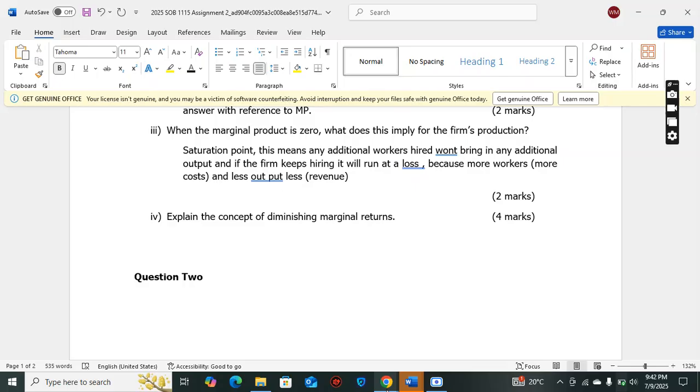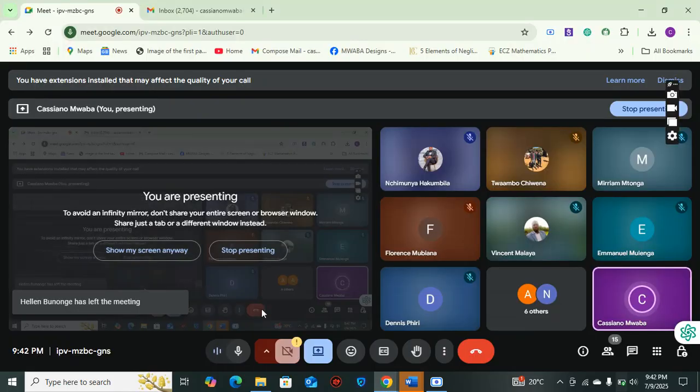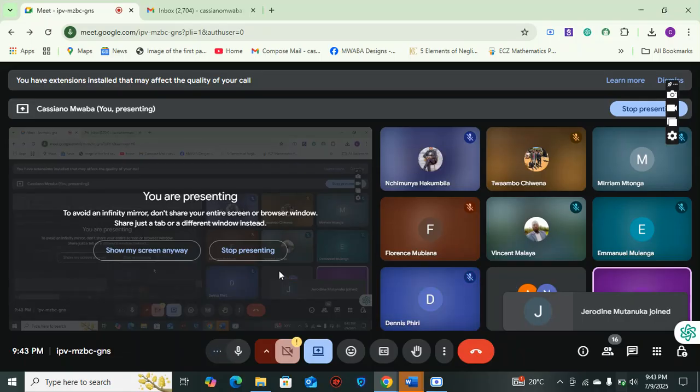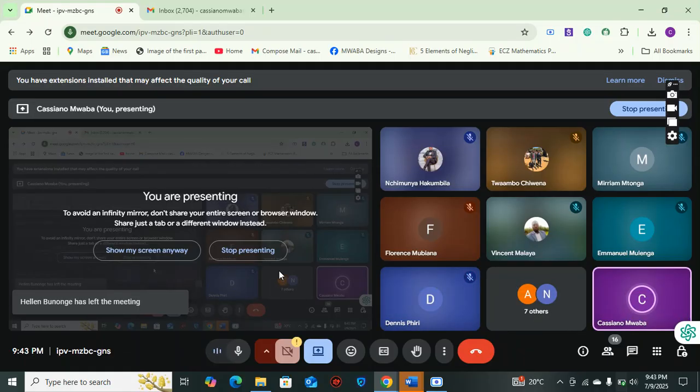Have I been kicked out when the class goes quiet like this? Start thinking I've been kicked out. Colleagues, love diminishing marginal returns. Mr. Twambo, you were present that day. Mr. Anchimona, you were present. Madam Sylvia was present. Mr. Vincent was present. Mr. Kasono was present. Who else was present today? Madam Betha, you were present. Love diminishing marginal returns.